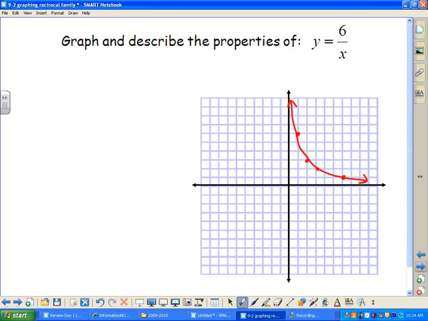What about the other branch? Yeah, just the negatives. So negative 6, negative 1; negative 3, negative 2; negative 2, negative 3; and negative 1, negative 6.